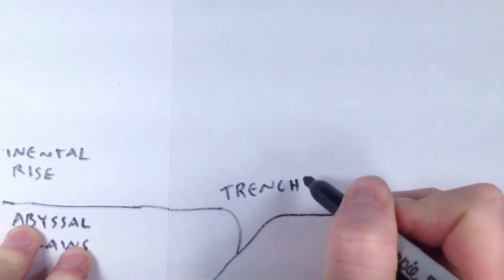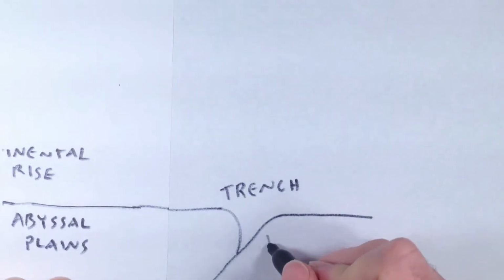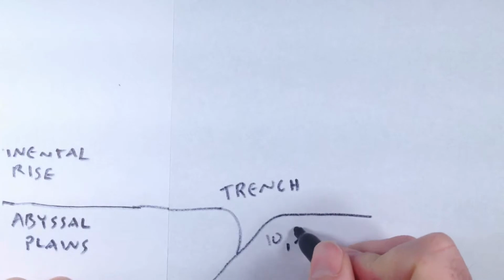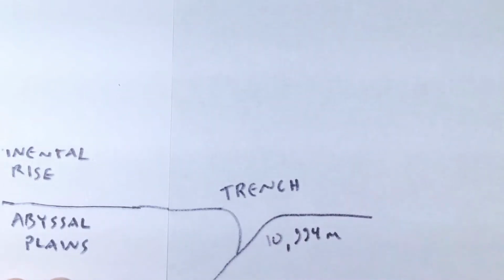Now, these are the deepest places in the world. The Marianas Trench is in the Pacific Ocean, and that one is 10,994 meters deep. That is 36,000 feet. That's quite a few miles deep.